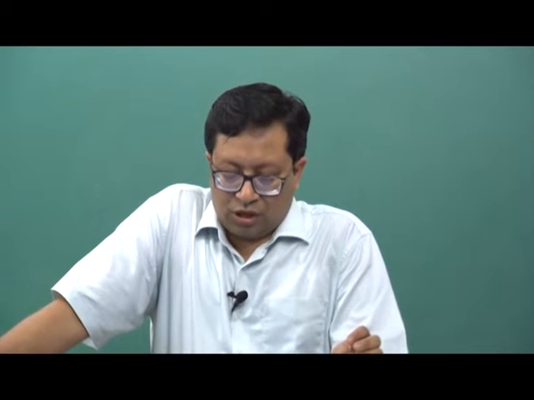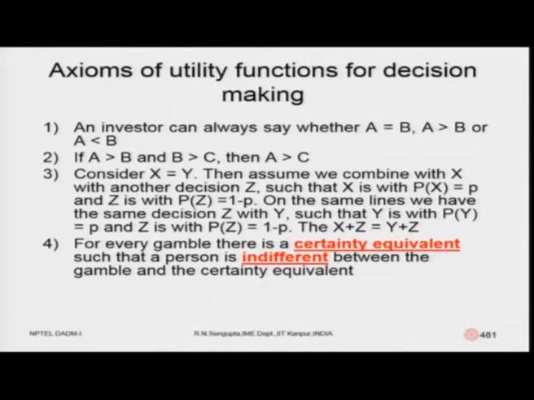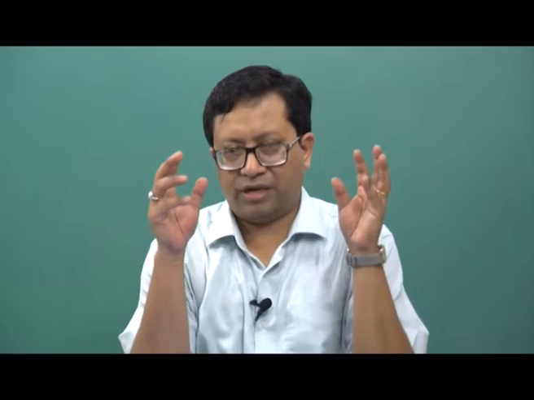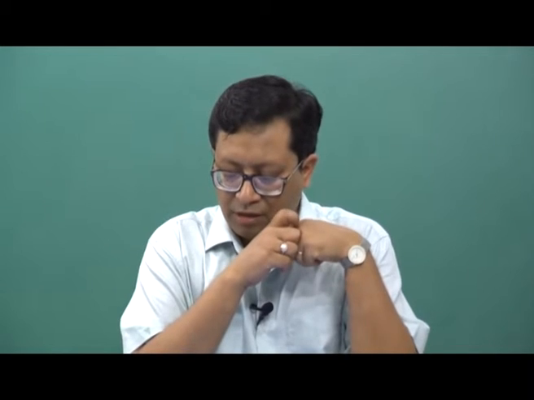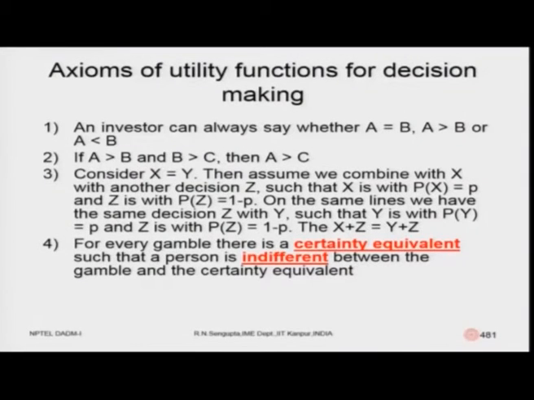So, consider x and y decisions such that x is equal to y. Then we can combine x with another decision z, such that x has a probability of p. So, we are combining x with another decision z and we assign probabilities p and 1 minus p. It could have been half and half, or say 0.8 and 0.2. That does not matter. So, I am taking probabilities of p and 1 minus p. On the same lines, we take the same decision z with y.